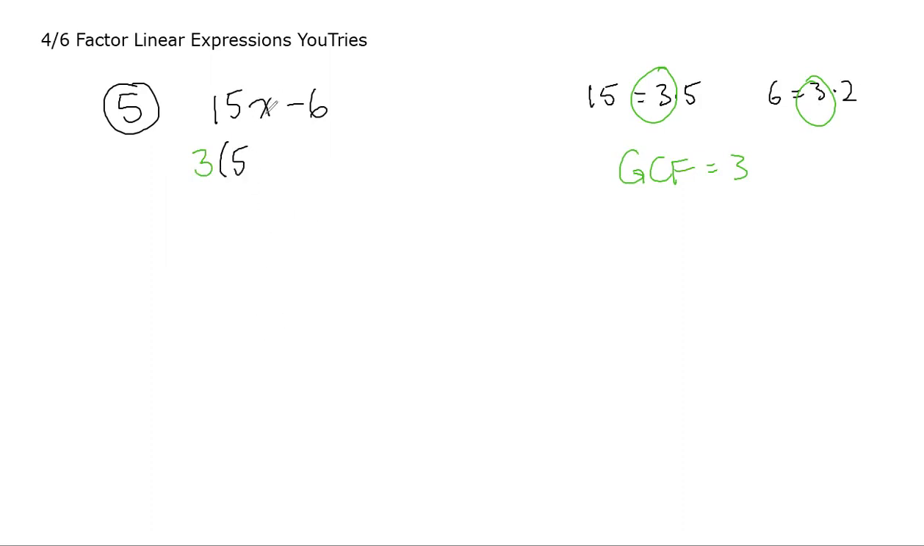And then we still have this times x here. So we just leave it. Don't do anything with it. Leave it there. 3 times 5, that's going to get us 15, times x, that's going to get us 15x. Minus 3 times, you know it, 2.